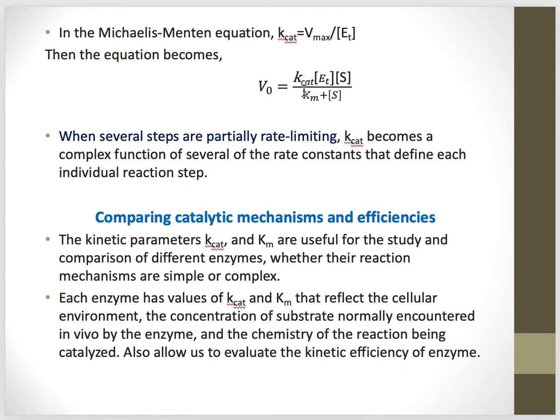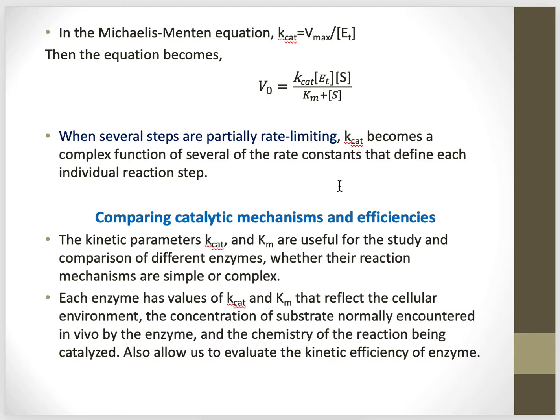What happens if there are multiple rate limiting steps? That means several steps of the reaction are partially rate limiting. In that case, kcat becomes complex. It becomes a complex function of several of the rate constants that define each individual reaction step.